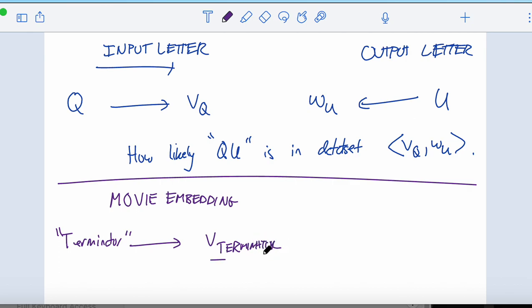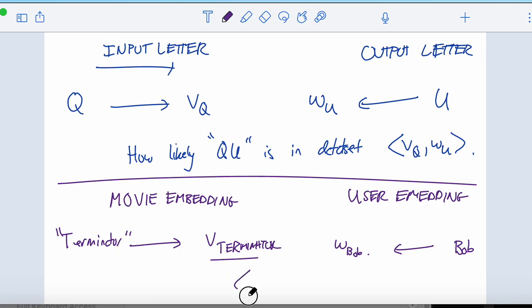This vector somehow represents who likes this movie. If it has a large first component, that somehow goes with the users having a large first component. So this is the movie embedding, and then you can have the user embedding. There could be some guy, Bob, and Bob becomes a vector W Bob. Your prediction of how much Bob likes the movie The Terminator, how much he rates it, will depend on the inner product of V Terminator with W Bob.